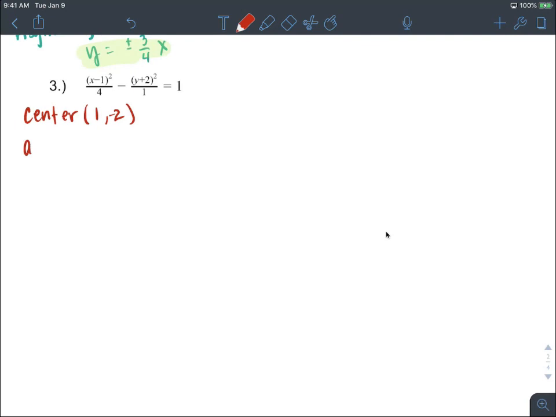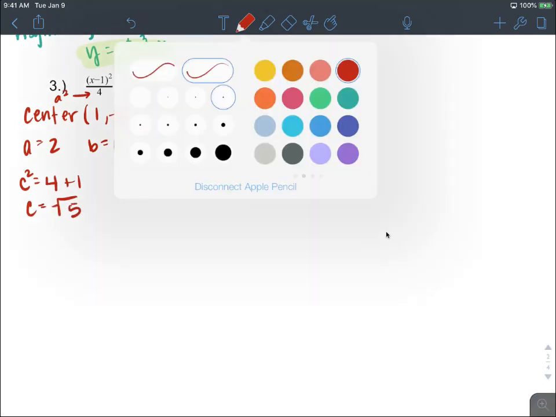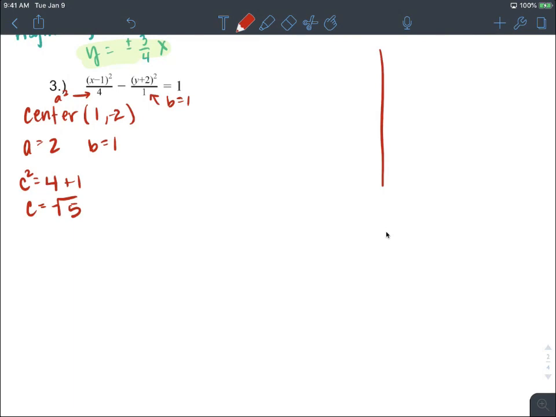My a, that's a squared, so a is equal to 2, and b is equal to 1. C squared is equal to 4 plus 1. So C is equal to the square root of 5. All right, time to go ahead and start graphing.